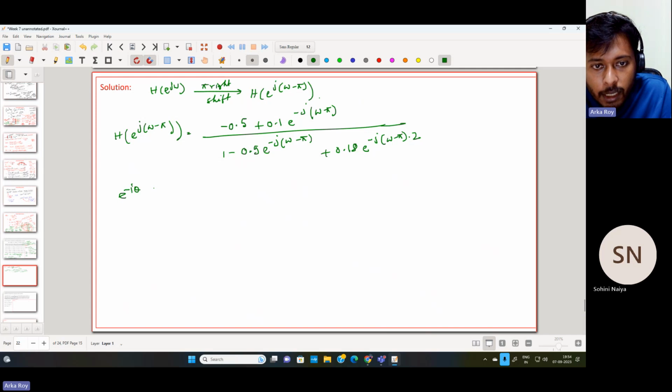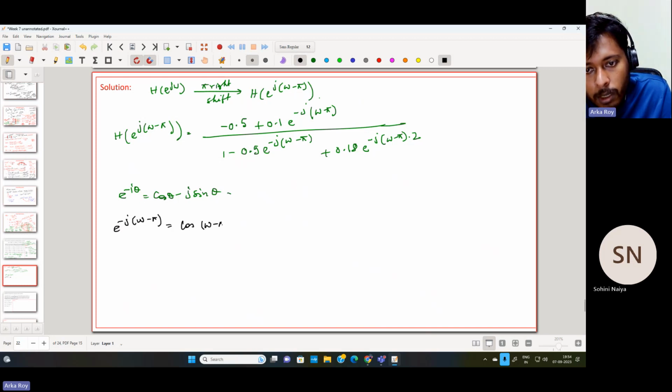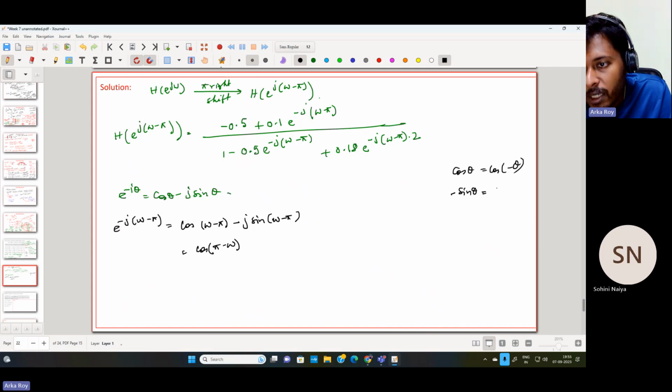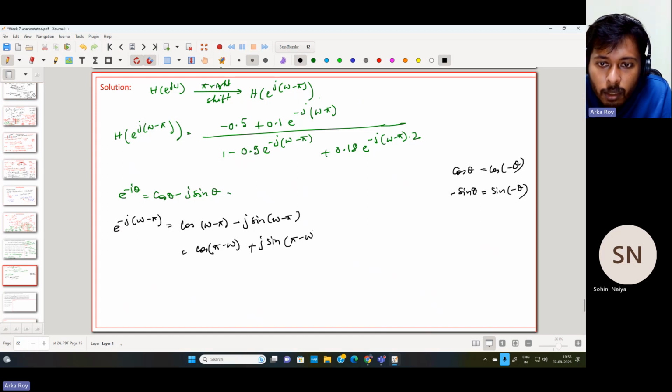Now e^-jθ equals cos θ minus j sin θ. Now we have to see what e^-j(ω-π) will look like. So it will be cos(ω-π) minus j sin(ω-π). So cos θ equals cos of minus θ, so it will be cos(π-ω). However, sin of minus θ is minus sin θ, so therefore it will be plus j sin(π-ω).